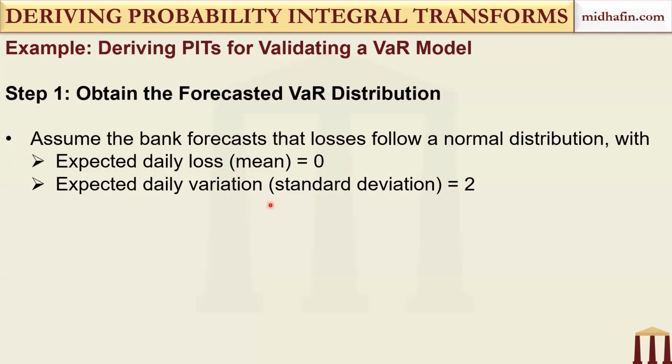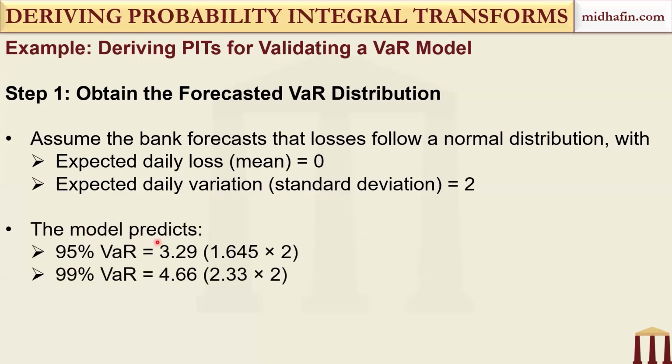Suppose that the bank's risk model forecasts that daily losses will follow a normal distribution with an expected mean of 0, so the expected daily loss is 0, and an expected daily variation, or standard deviation, of 2. Okay, so if this is the case, now we can just do very plain mathematics. If this is the case, the model will predict this.